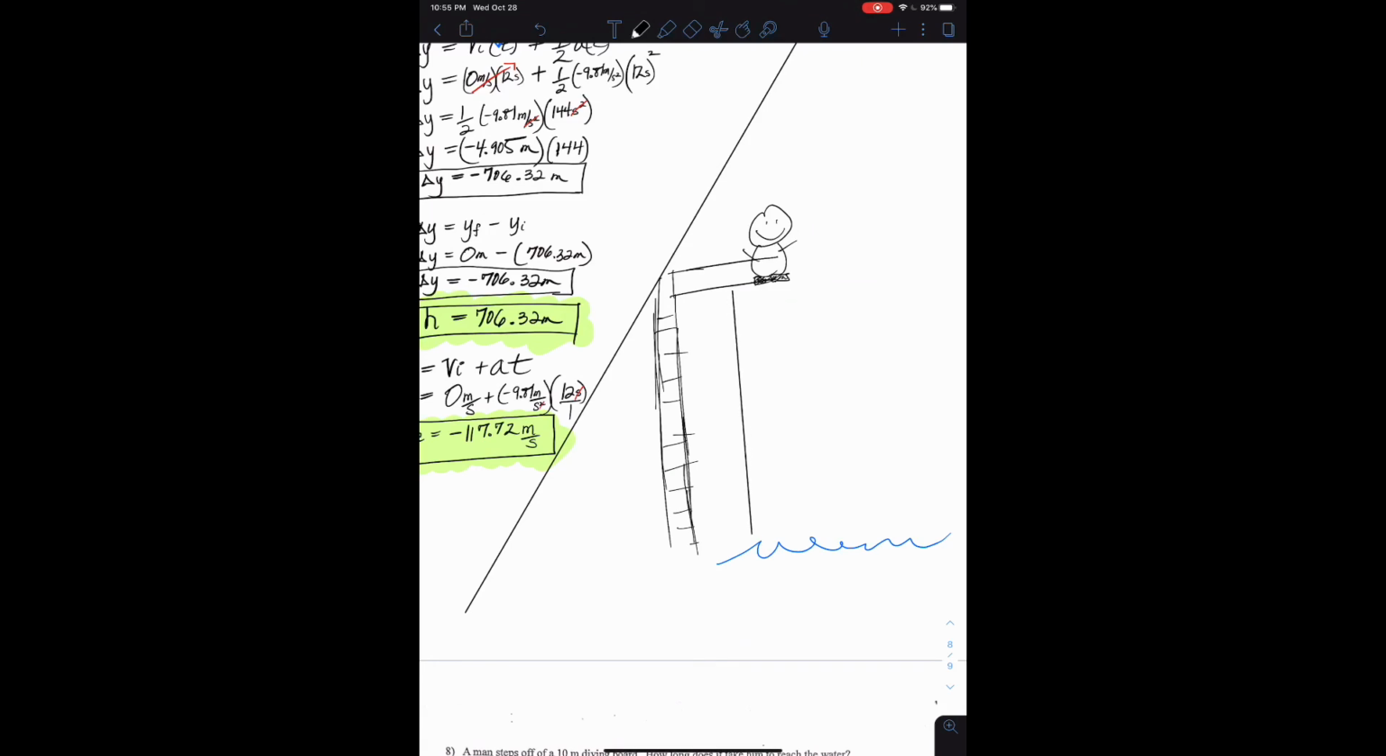And it's going to be just like it was before. This is going to be the change in the y position of the person. So we're saying that delta y is going to be 10 meters. But we're going to call down negative, right? So let's call that a negative 10 meters.